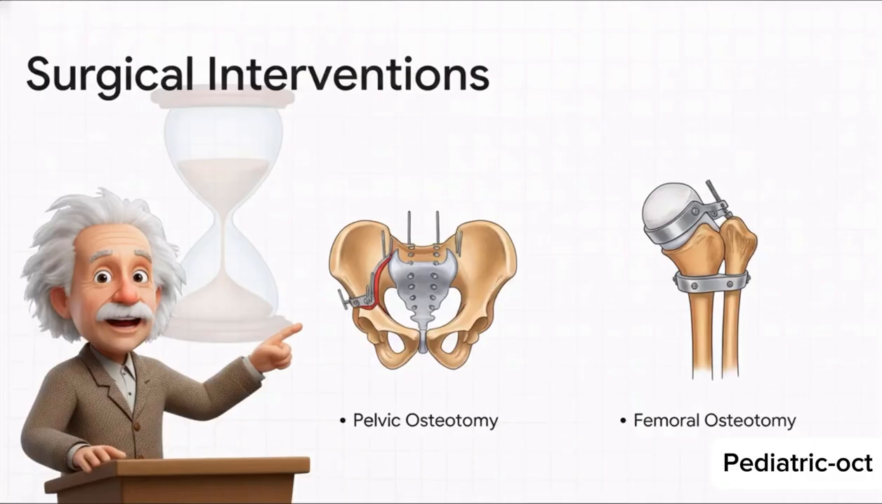We're literally racing against the clock here, as the predictability of the hip naturally remodeling itself drops off sharply after the age of 4 and becomes highly, highly unpredictable after age 8.